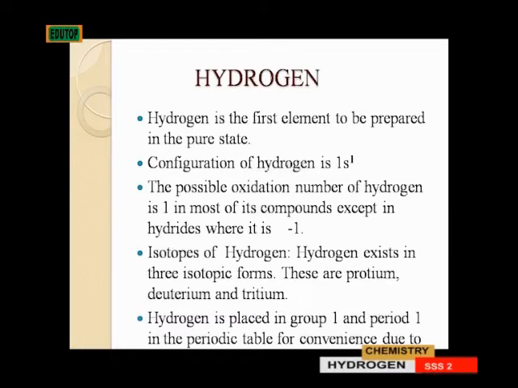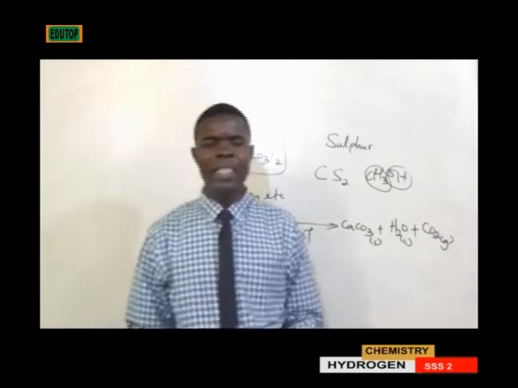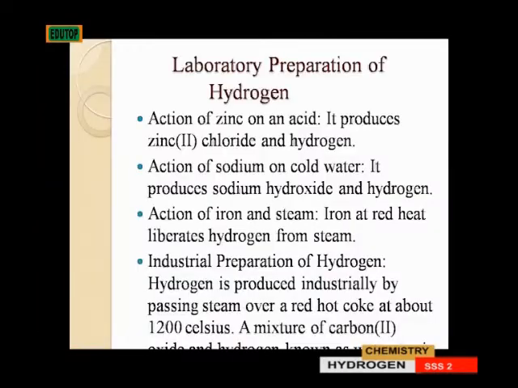Hydrogen. Hydrogen is the first element to be prepared in the pure state. Configuration. The configuration of hydrogen is 1s1. The possible oxidation number of hydrogen is +1 in most of its compounds, except in hydrides where it is -1. Isotopes of hydrogen. Isotopes of hydrogen are protium, deuterium, and tritium. Hydrogen is placed in group 1 and period 1 in the periodic table for convenience due to the 1 valence electron it has.